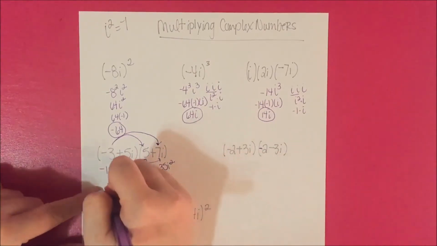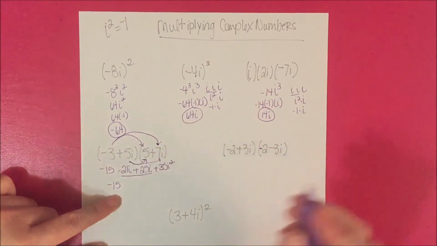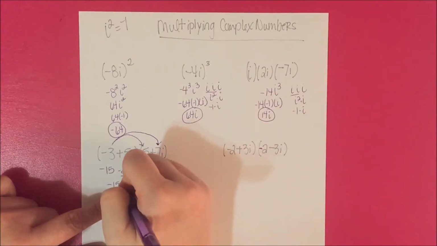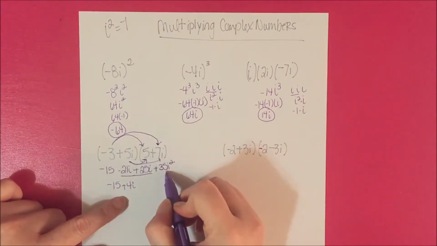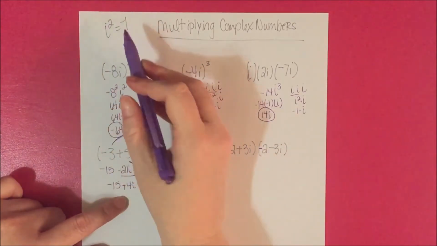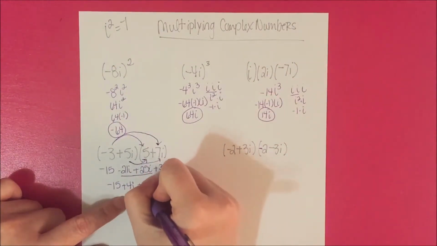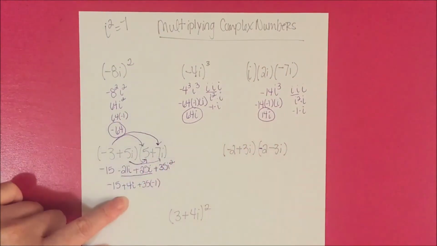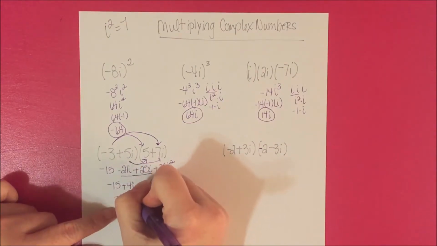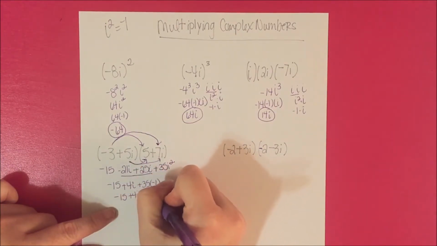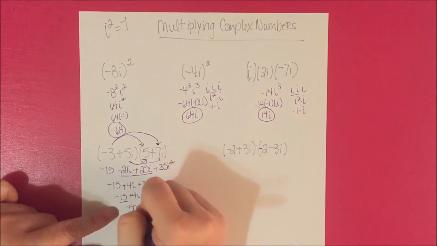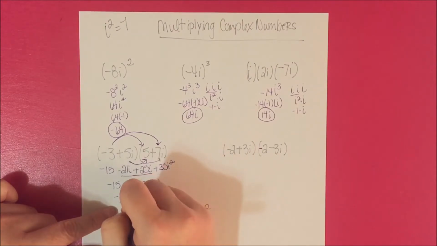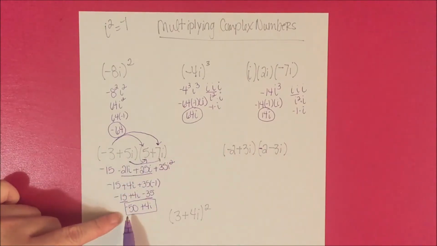I'm going to combine like terms, so I have -15 plus 4i, and then 35 times i squared. i squared is -1 again, so this is going to be plus 35 times -1. So now I've got -15 plus 4i minus 35. I'm going to put these two together, which is going to get me -50 plus 4i. Now the real number comes first and the imaginary number comes second.